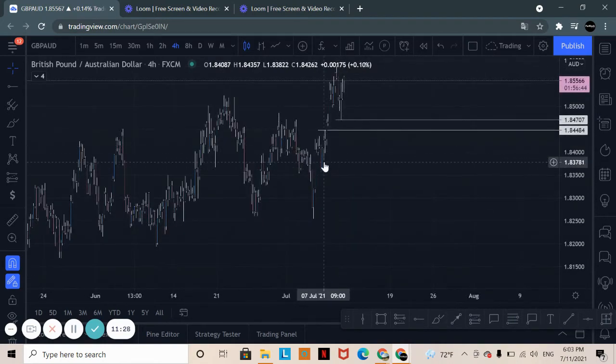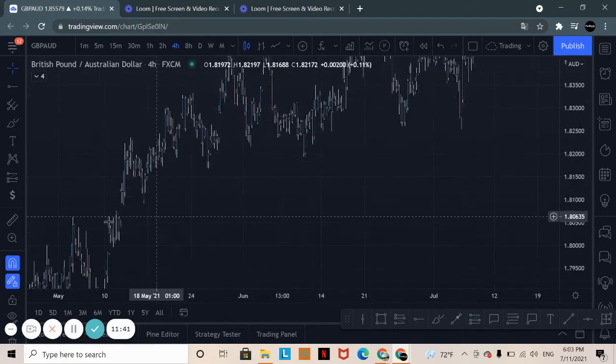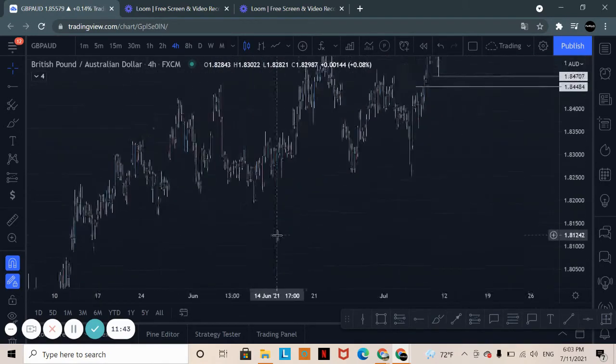If we do close below this area in here, which you can see is kind of a consolidation around there, if we start coming under that, then like I said, we'll see these lows being taken out and probably these equal lows as well.